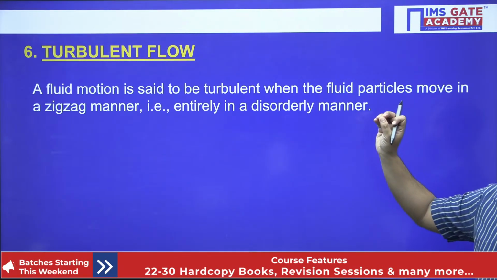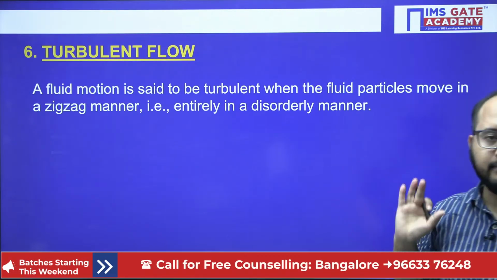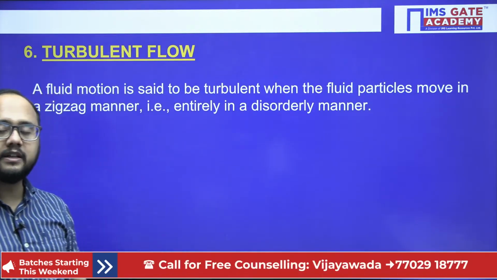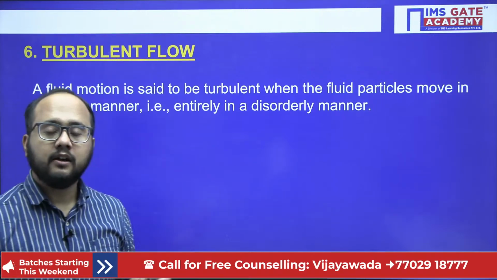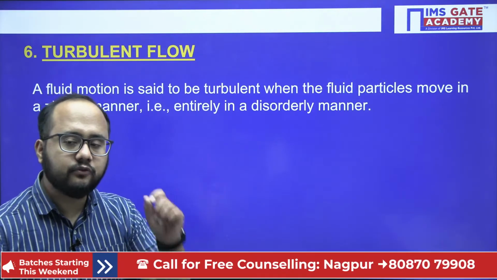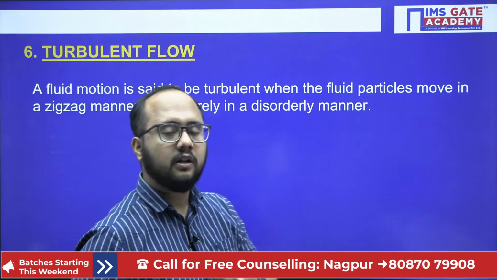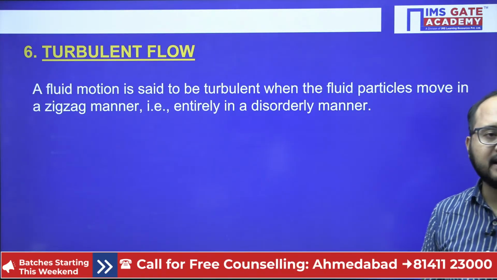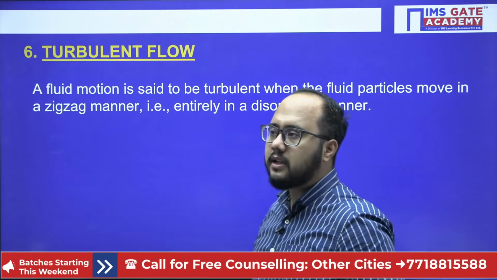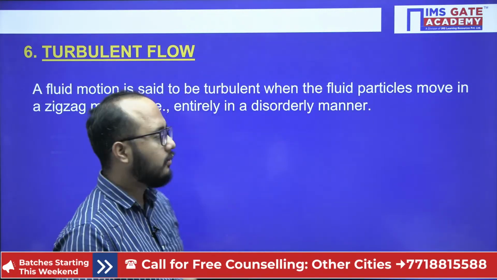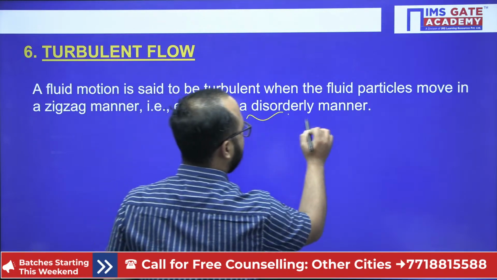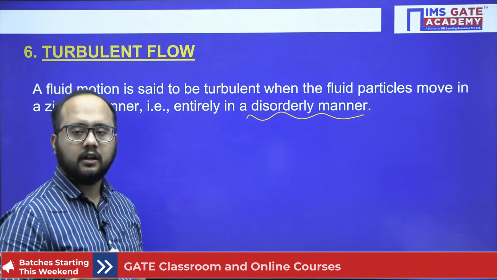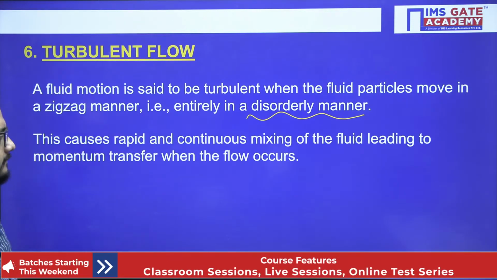Here the fluid flow is what? Totally random. Randomness you will see, disordered flow you can say. Previously in the laminar flow, what is there? Well-defined paths are there, but in the case of turbulent flow, you cannot say the fluid has a well-defined path, right? Totally zigzag manner is there, or even you can say disorder manner. So this point you should remember, disorderly manner or the zigzag manner. Zigzag basically represents what? The disorderness or the randomness, right?